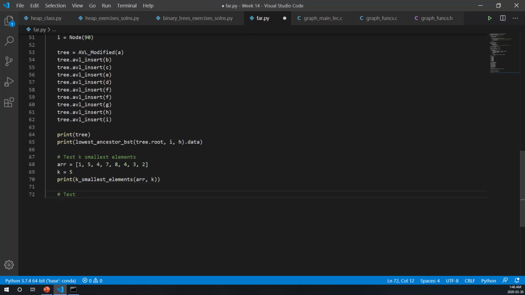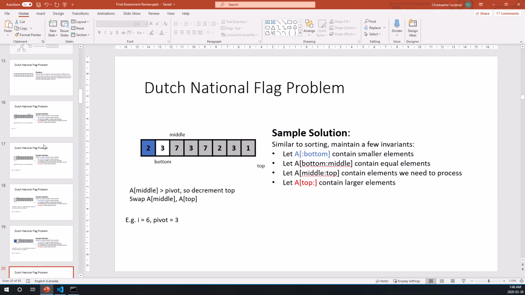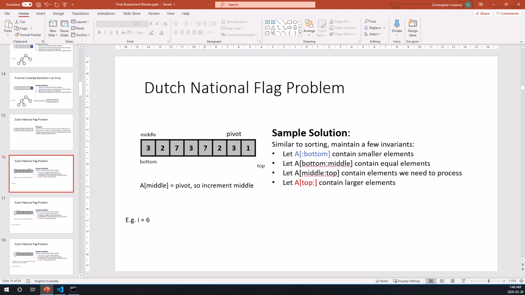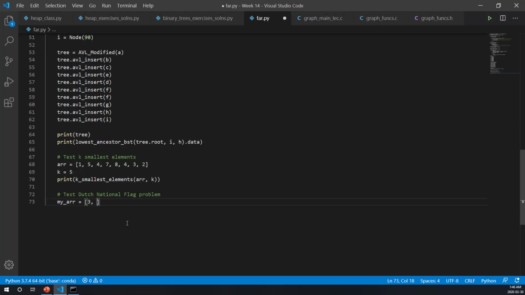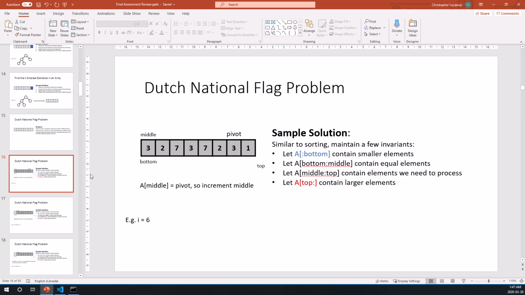So let's test it out. I'm going to test the Dutch national flag problem. Let's set some array, my array equal to whatever elements that I start with. So 327372231. Okay, so that's right. I'm going to run my Dutch national flag function on my array. And what did I set I equal to? 6. Let's see if that actually indeed did what I wanted it to do.